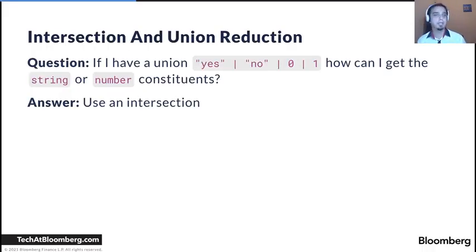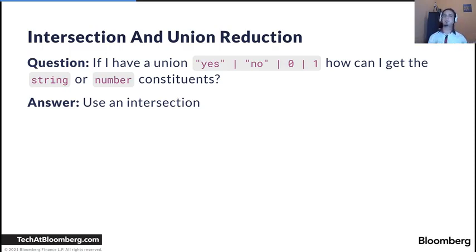Let's move on to another topic. Let's see how we could do the following. Let's say we have a union, and it has some string literal members and some number literal members. How can we get only the string or only the number constituents? And we're going to look at another option to do this a bit later using conditional types. But right now, let's just use what we already know.